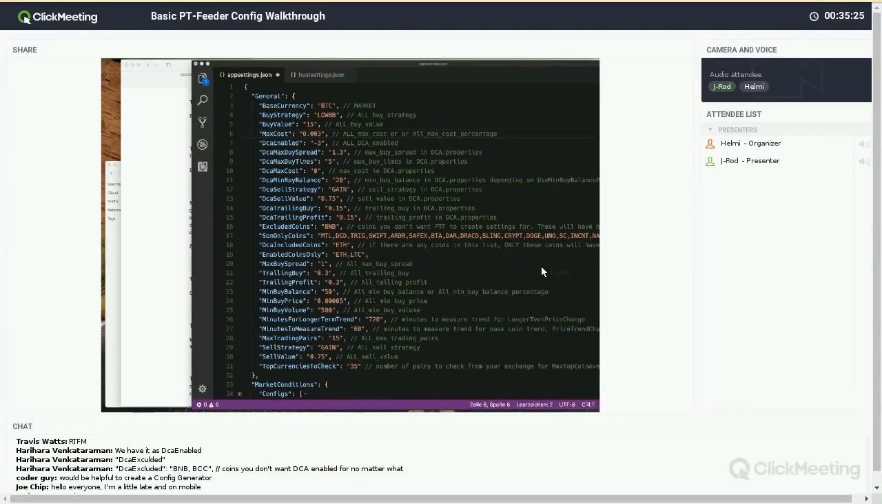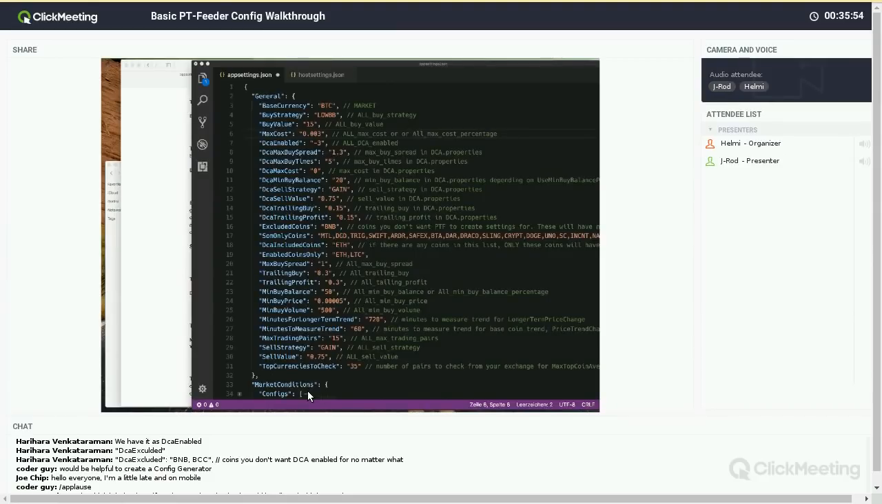But anyway, to my point, the next ones, max buy spread, trailing buy, trailing profit, those are all the entry strategies. So this is the same thing we just talked about, just for the entry and not the DCA. So we don't need to go over those again. Same with min buy balance. Again, that's a percentage. I forgot what the host settings said on yours, but that's either a percentage or absolute, depending on how it's defined in host settings.